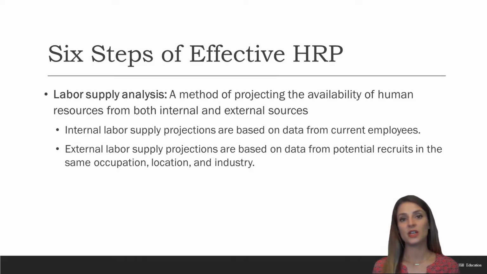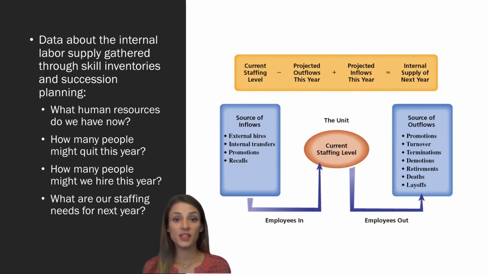Say, for instance, recent college graduates. Skill inventories and succession plans can be used to inform the analysis of internal labor supplies. Essentially, we are asking questions like, what is the current state of our human resources? What are the projections for next year? How many people might quit this year? How many people might we hire this year?